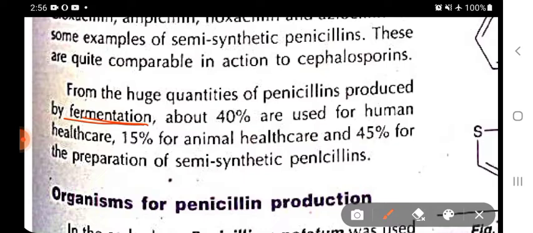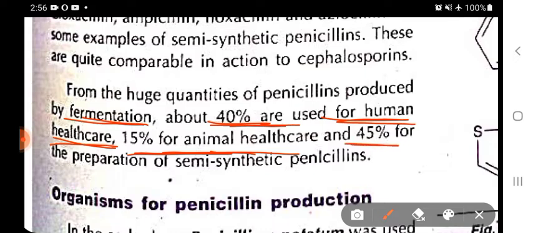And of the overall production, 40% of the penicillins are used for human healthcare, 15% for animal healthcare, that is veterinary science or animal husbandry, and 45% of the penicillins are used for semi-synthetic penicillin production. More research is going on.